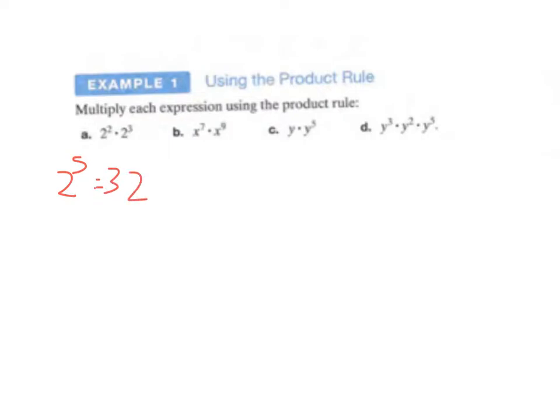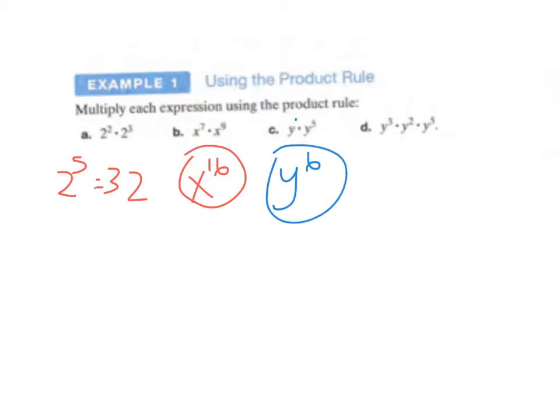In this case, we have a 7 and a 9, so we add those two up, which gives us 16. So our answer is x to the 16th. In this case, when there's no exponent, it really is a 1. So 1 plus 5 is y to the 6th. And in this case, since we're multiplying, we're going to add all of them up, and if we add all of them up, we get 10. So simply, using the product rule, you add exponents.